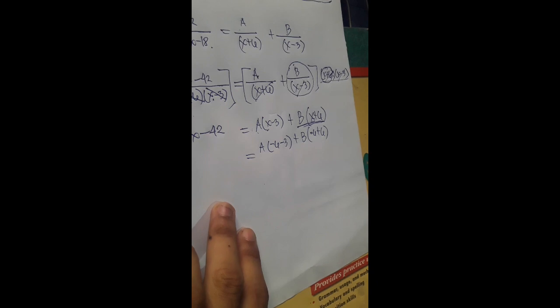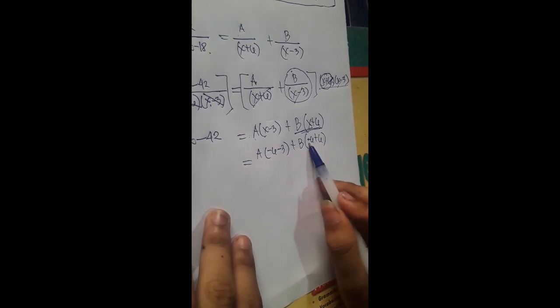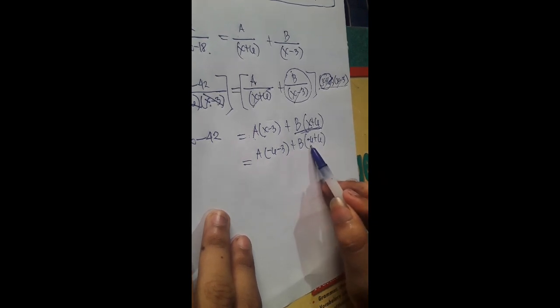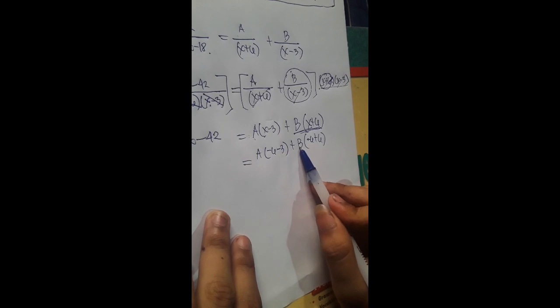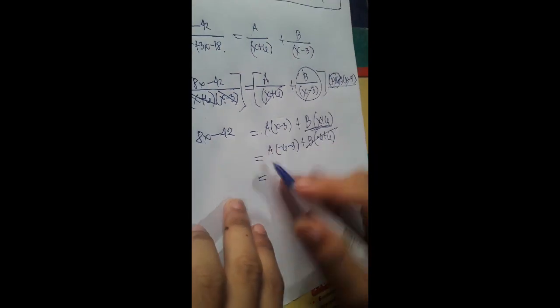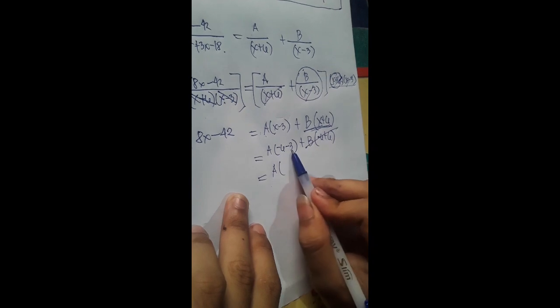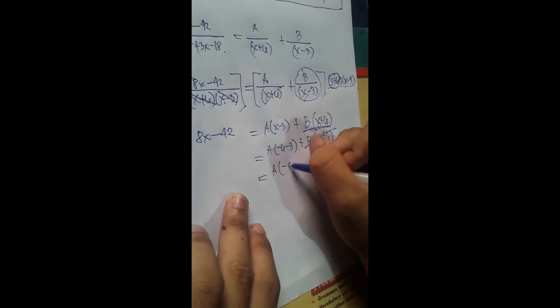So what will happen for this part? If we add this one, negative 6 plus 6, this will be 0, and 0 times b is equal to 0. So we can eliminate this one. The remaining value is a times negative 6 minus 3. This will be equal to negative 9.